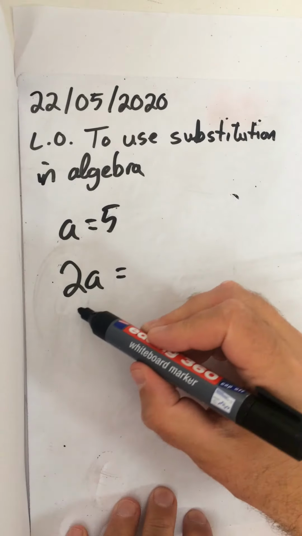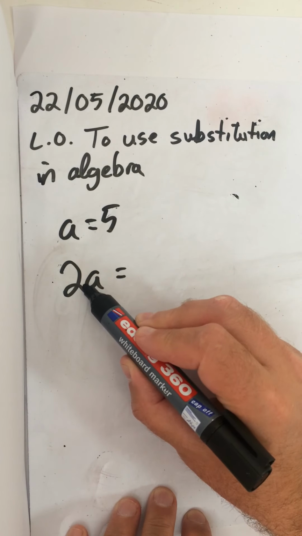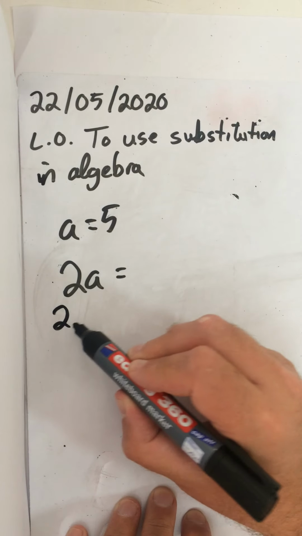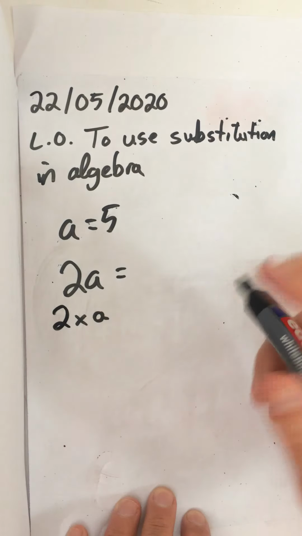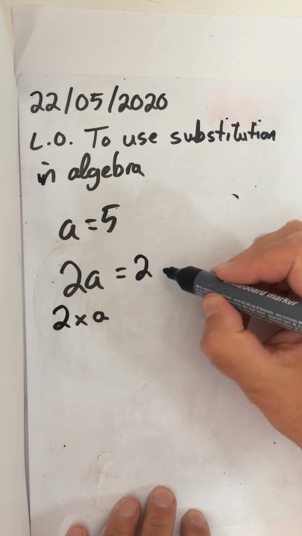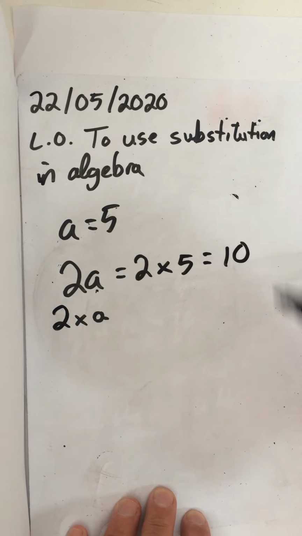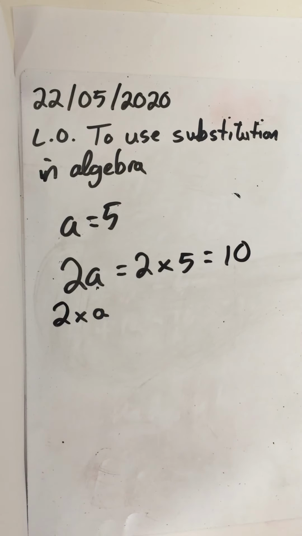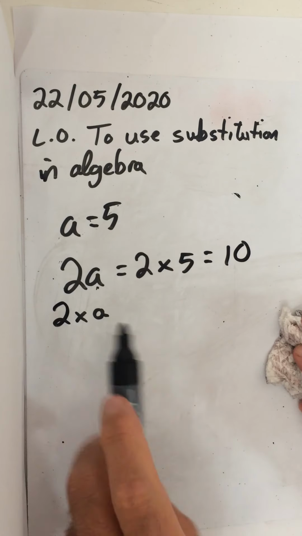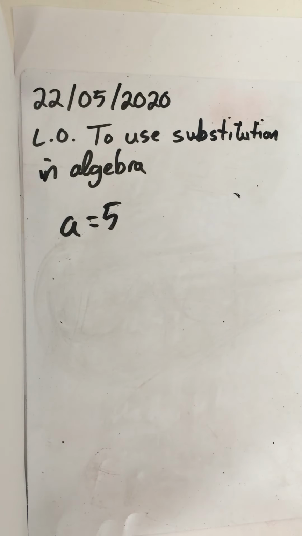Now what you've got to remember is that in algebra, 2A has an invisible times sign. So 2A is the same as 2 times A. A is worth 5, so the answer is 10. Remember that invisible times sign when you've got the number and the letter next to each other.